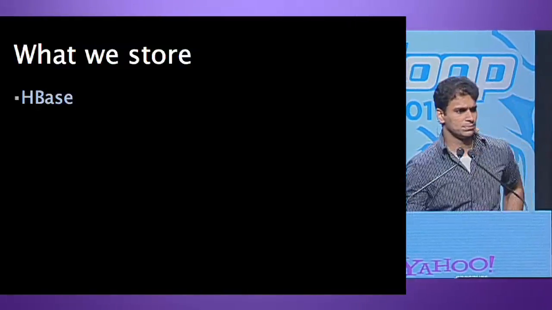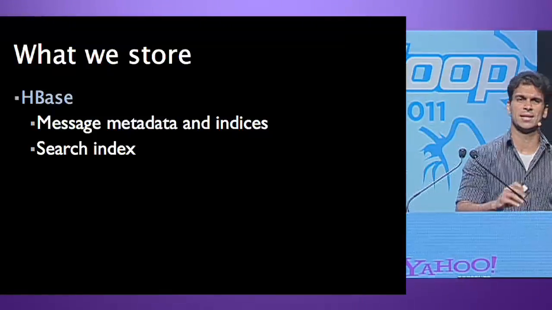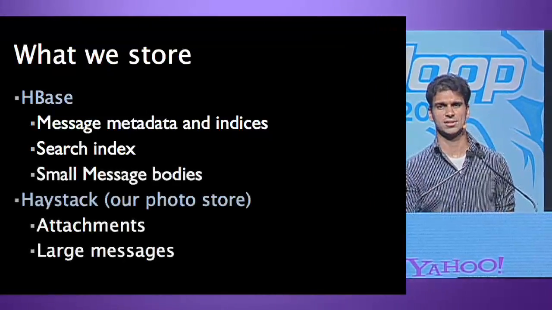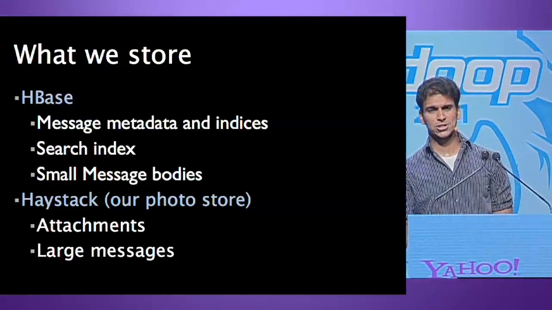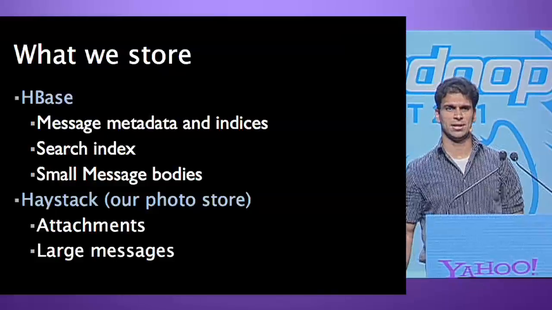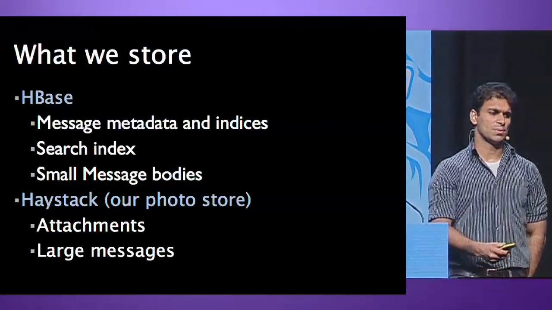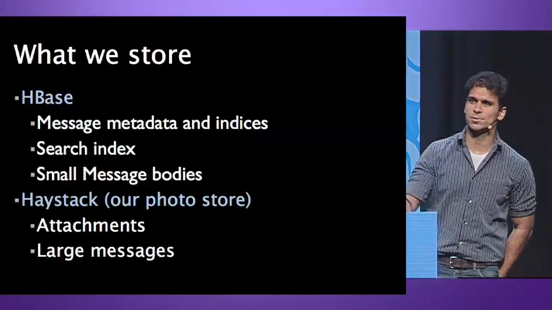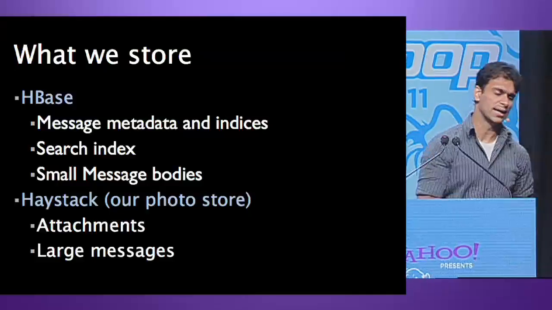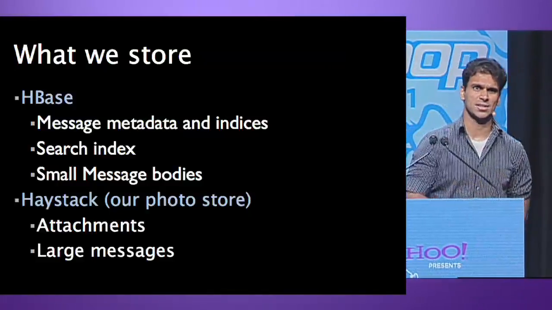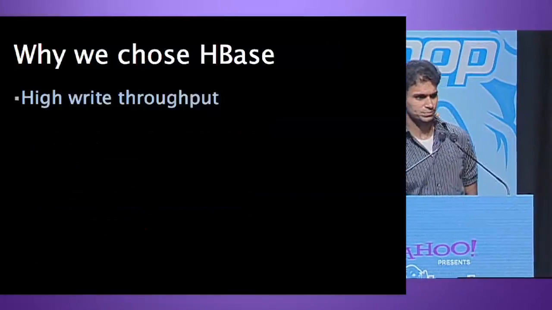So in HBase, we store the metadata for the messages, the search indices, and the message bodies if they don't cross a certain size threshold. In Haystack, we store attachments, if any, that come with emails or messages, and the very large message bodies. The reason we did this was because Haystack is really good at powering Facebook photos. It's been working pretty well. We have a really good ops team built around it, and it really handles cross-data center replication, which becomes a major concern if your data sizes increase quite a bit.